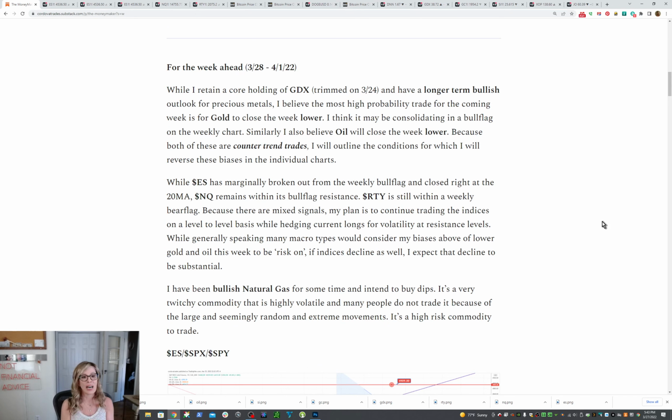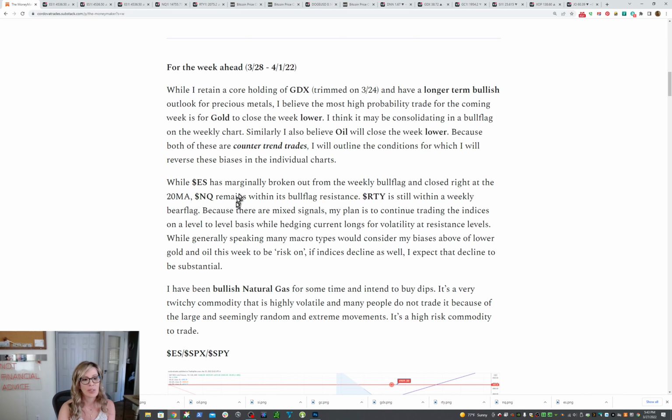Basically, I said that I took some off of GDX last week when we got near that resistance level that I talked about. I did that live. For this week, I do believe that gold and oil have a good shot at closing the week lower. I know, and that is not with the trend. I do later on in the newsletter talk about the levels where I believe I'll be wrong, but that's my thesis for this week.